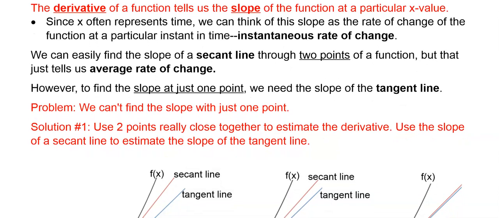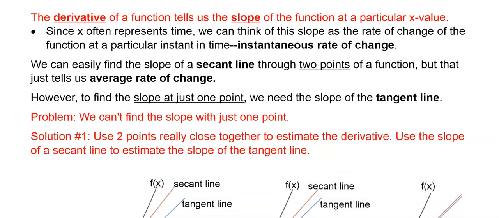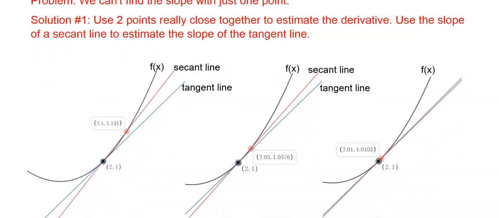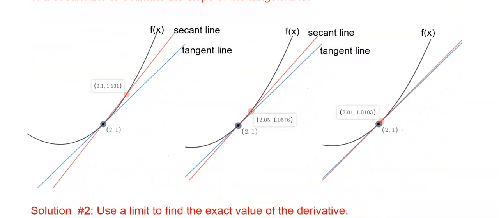In other words, we're going to use the slope of a secant line to estimate the slope of the tangent line. So that looks something like this. The red line is the secant line, the blue line is the tangent line, and the black line is the function. This is just one close-up little section of a function. If we have 2 points and we move them closer together, notice here we're at 2 and 2.1, so it's pretty close together. Here we're at 2 and 2.05, so much closer than before. And here we're at 2 and 2.01.